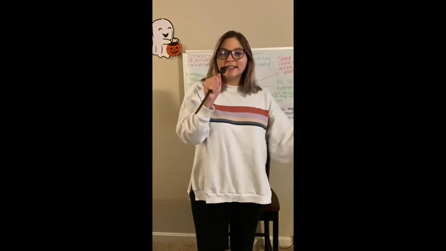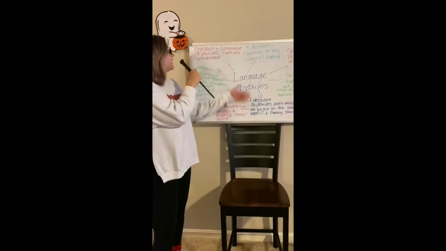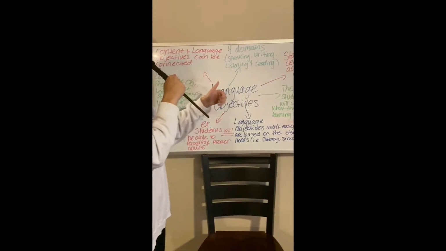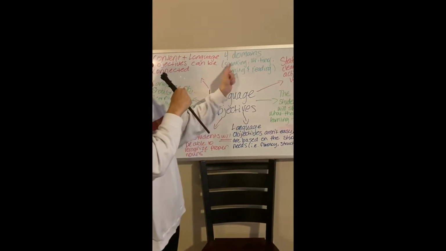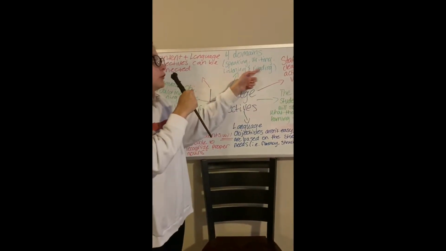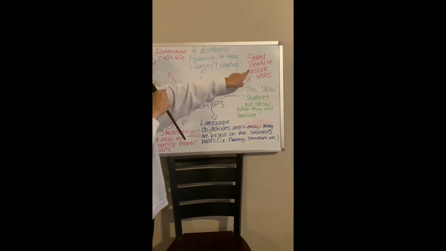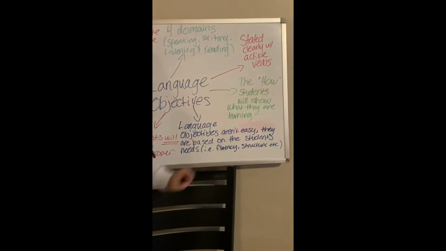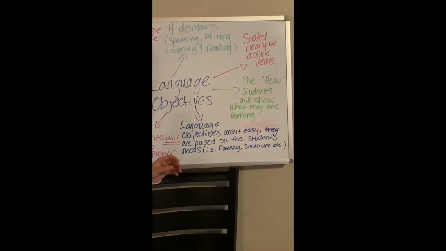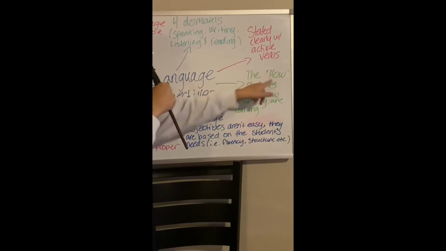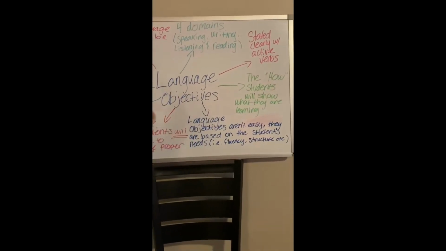And thank you, Jessica. And now we are on to today's language objective forecast. We start off with the 4 domains of literacy in language objectives, which are speaking, writing, listening, and reading. Now, language objectives must be stated clearly with active verbs. And then according to achievethecore.org, language objectives are the how students will show what they are learning.